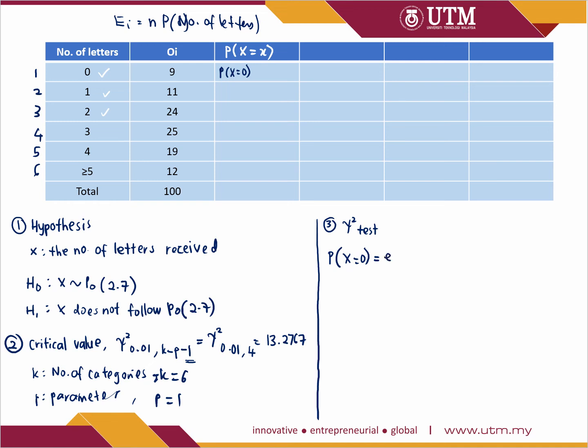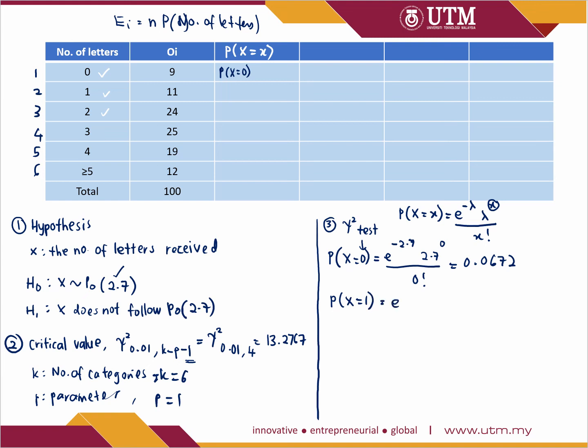So given e to the power of negative lambda, the probability of X equals x is e to the power of negative lambda, lambda to the power of x over x factorial. So we just have to find the value of lambda. Given lambda is 2.7, and the value of x is given in this bracket. So 2.7 to the power of 0 over 0 factorial, where you will get the value 0.0672. Okay, then it applies to when x equals 1.